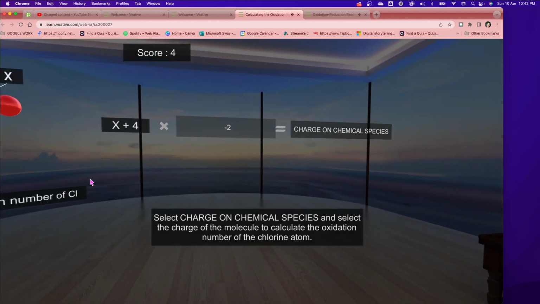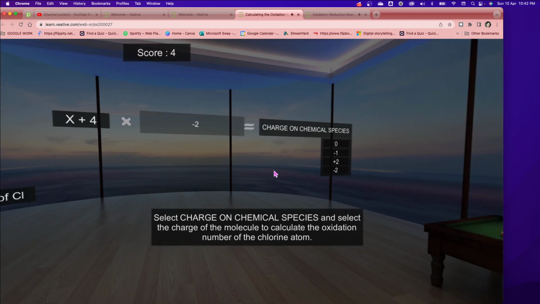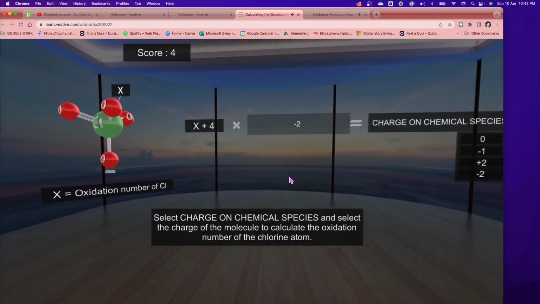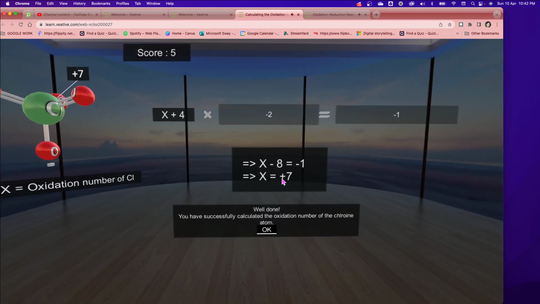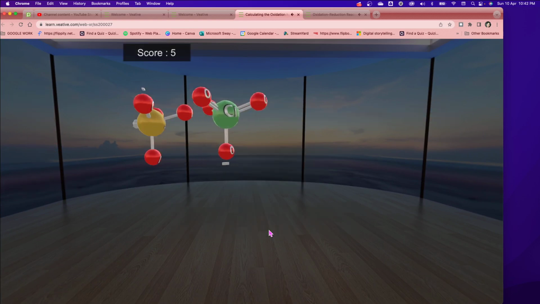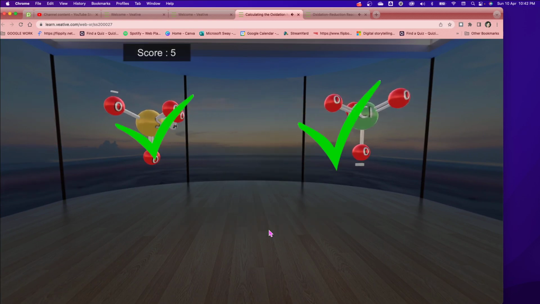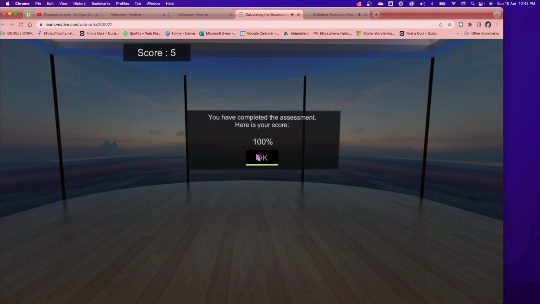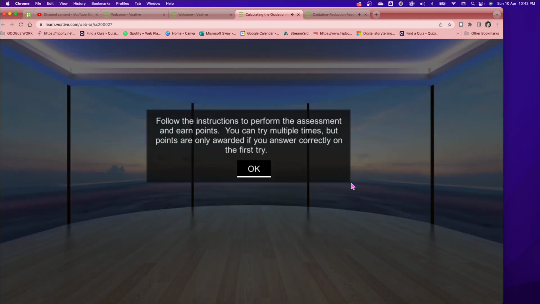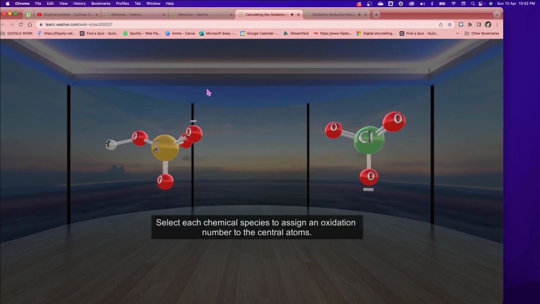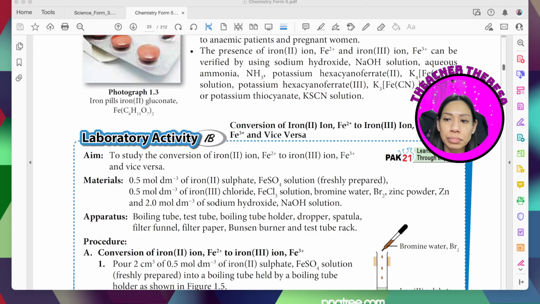Select charge on chemical species and select the charge of the molecule to calculate the oxidation number of the chlorine atom. Well done! You have successfully calculated the oxidation number. You have completed the assessment. You scored well. Assess your knowledge. Follow the instructions to perform the assessment. Select each chemical species to assign an oxidation number.